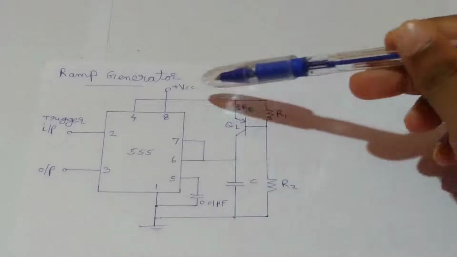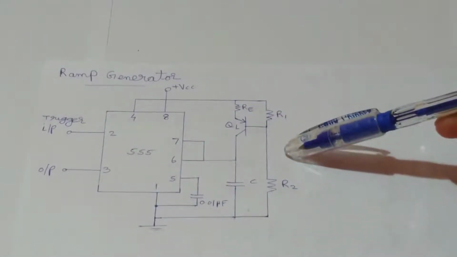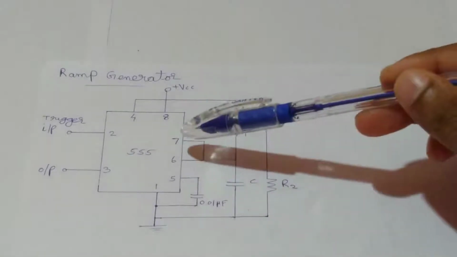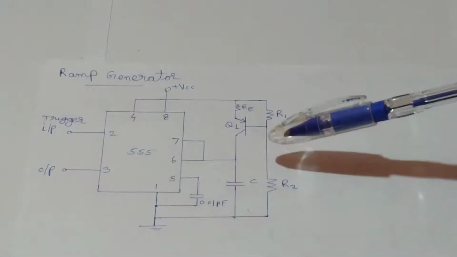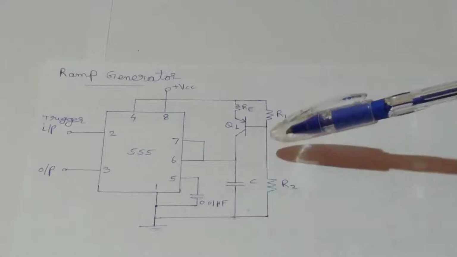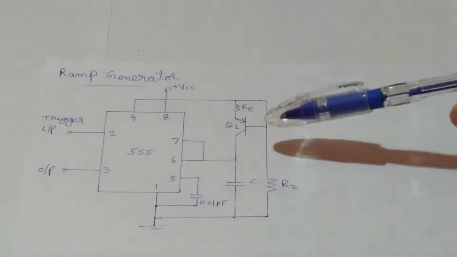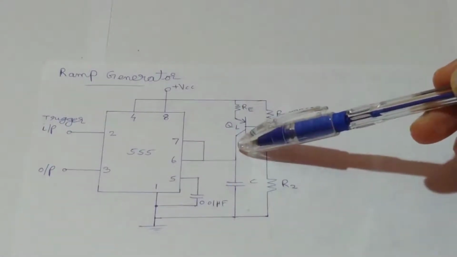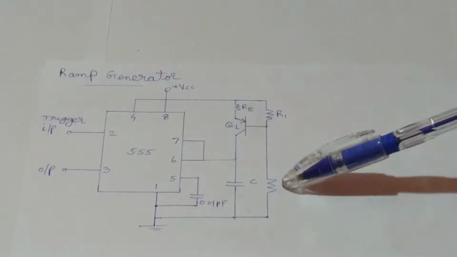First, consider the application as a ramp generator. A linear ramp signal can be generated by using this circuit arrangement. In this circuit arrangement, this 555 timer IC is wired as a monostable multivibrator. When we compare this circuit with our normal monostable multivibrator circuit that we studied in our previous class, that R resistance in the normal circuit is replaced here by this Re, Q1, R1, R2 combination.